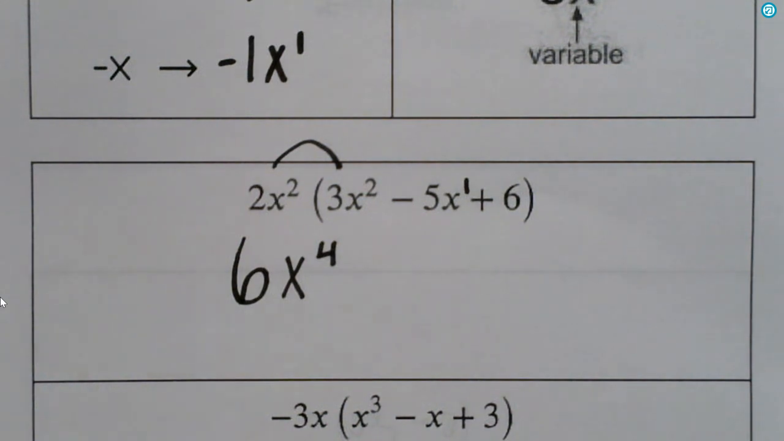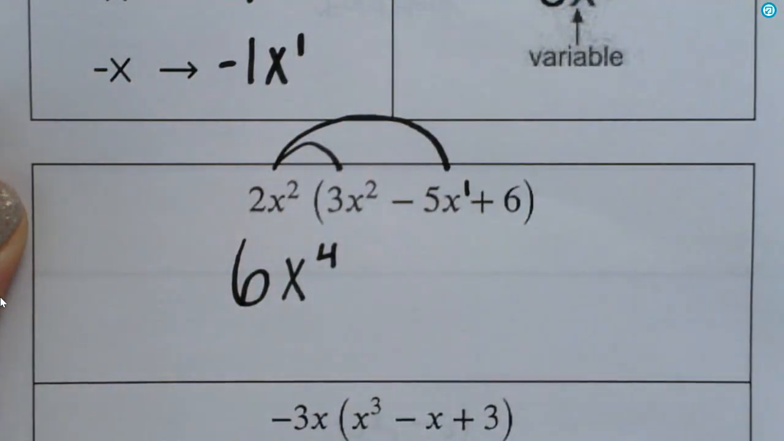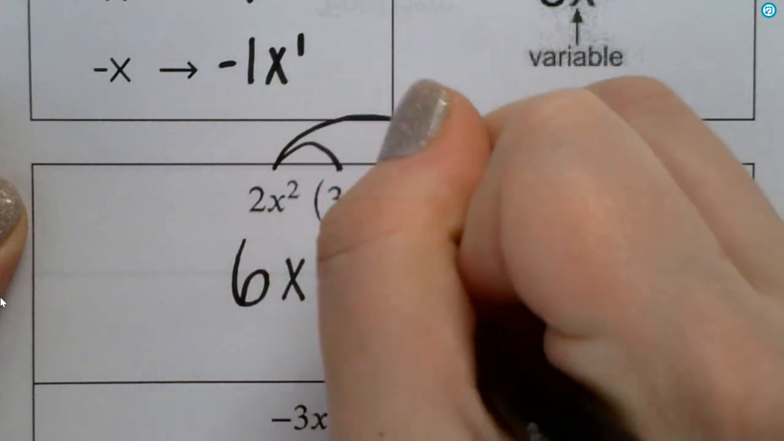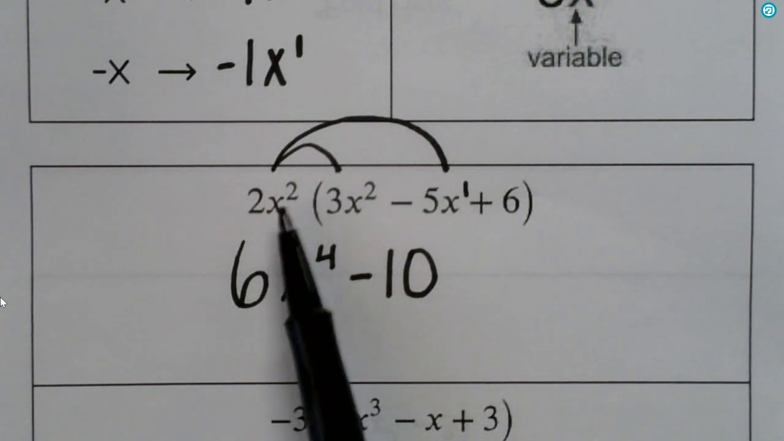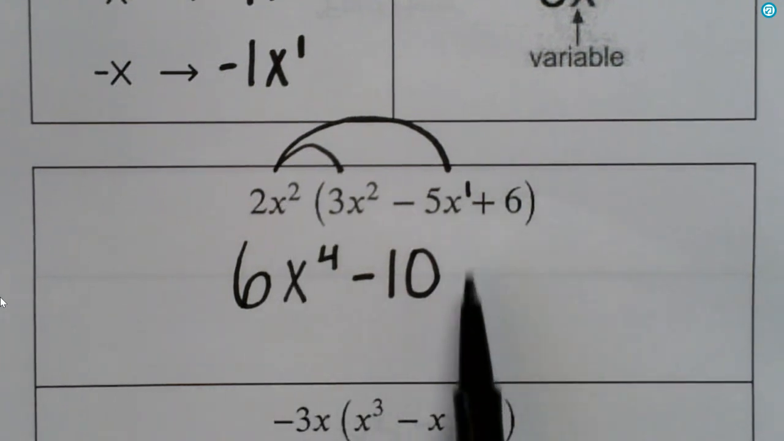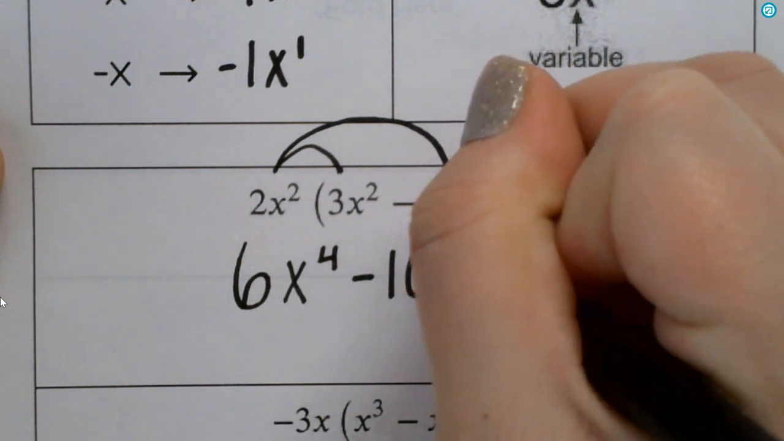Okay, my next one, I'm going to do 2 times negative 5. 2 times negative 5 is negative 10. So I multiply my coefficients. And then I add my exponents. So 2 plus 1 is 3. So that's x to the third power.